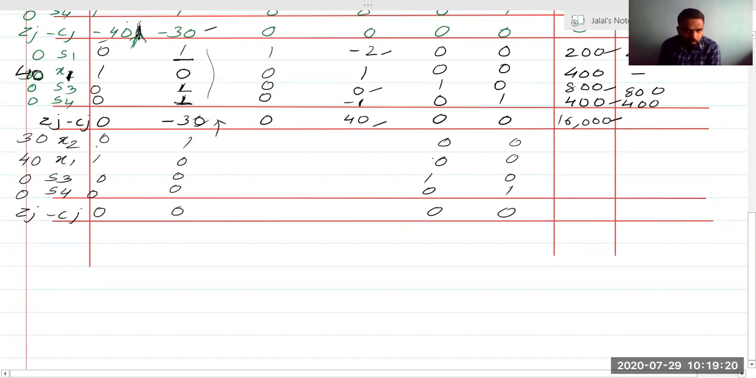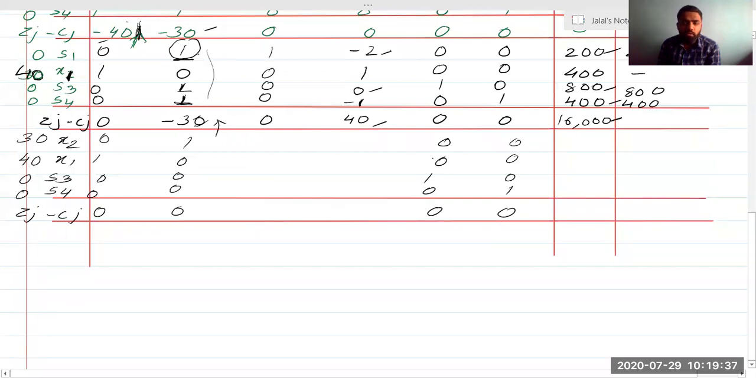So now what do we need to find? We need to find these values. Before finding that, we need to identify our key element. Since X1 was replaced, the first row and second column, we can find this will be our key element. So the key element is 1.